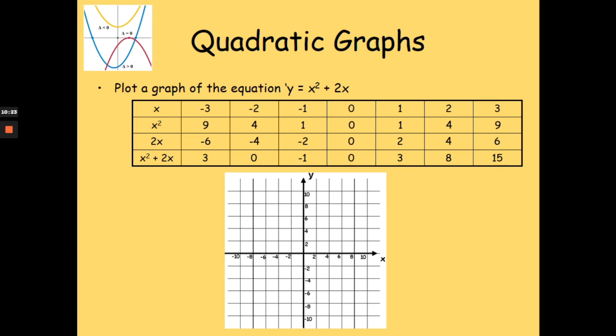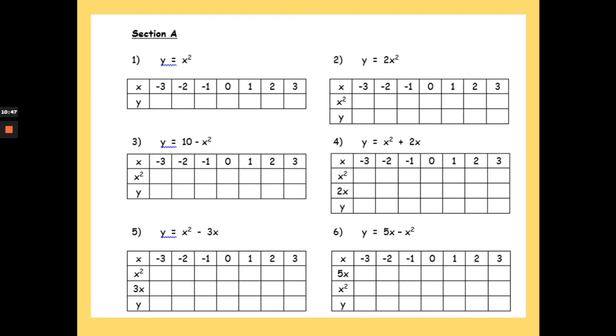We use the top x number and the bottom one, so minus 3, 3, and we plot the points. As you can see, it makes another U shape. If it makes a U shape, remember it is correct. So give yourself a tick if you've got that one right. Remember to always label the line so we know what we're working with.